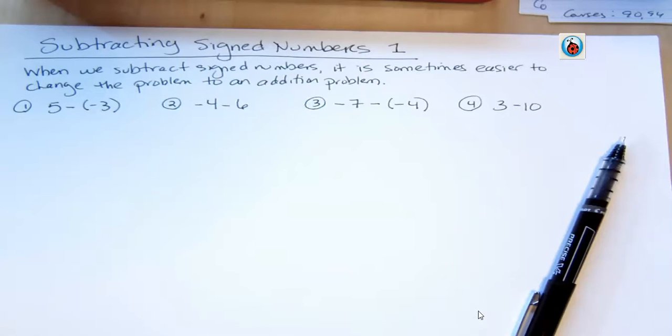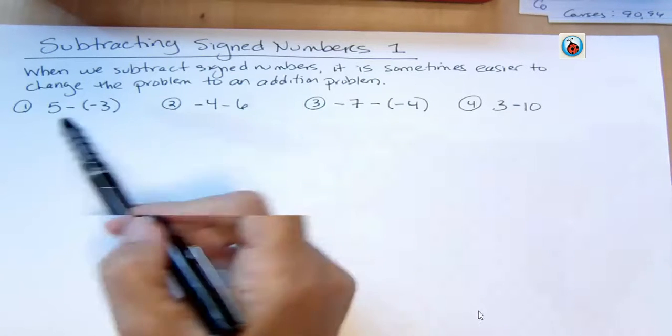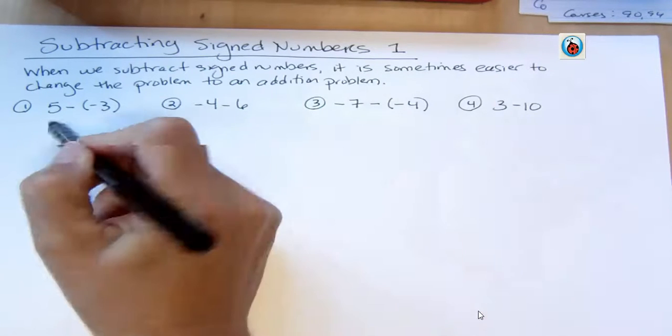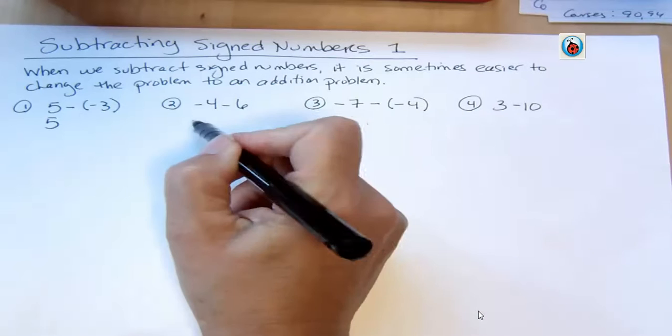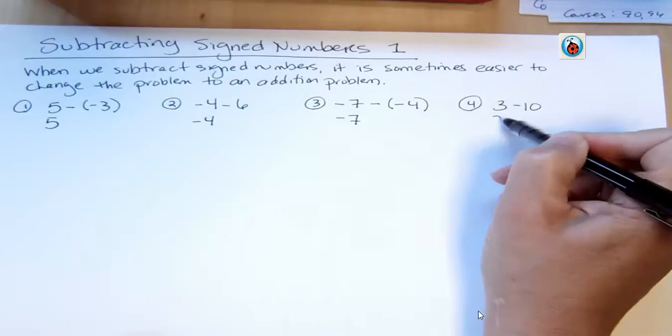When we subtract signed numbers, it's sometimes easier to change the problem to an addition problem because it's hard to visualize subtraction. So let me show you how you would make that change. Whenever we're changing a subtraction problem to an addition problem, we never change the first number. So all the first numbers will always stay the same.